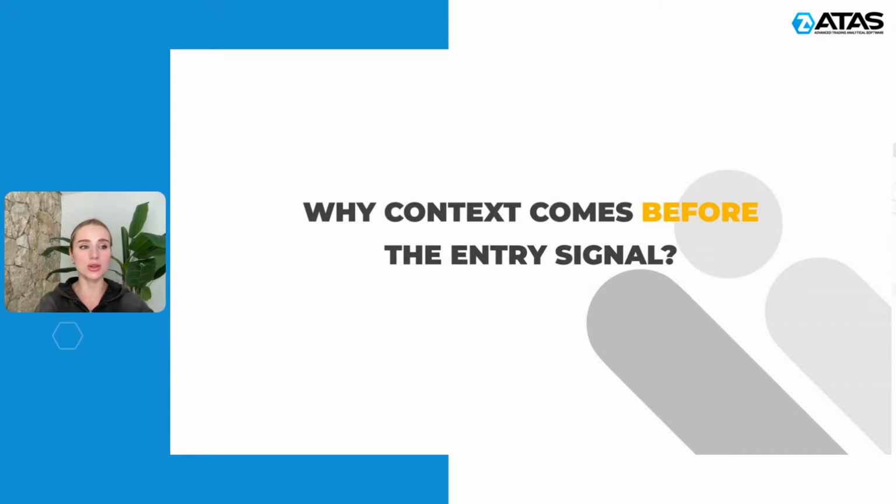So why is context so crucial? Because it also filters out low quality trades. It helps you know when it's better to stay away from the market and when it's time to execute and maximize your gains.